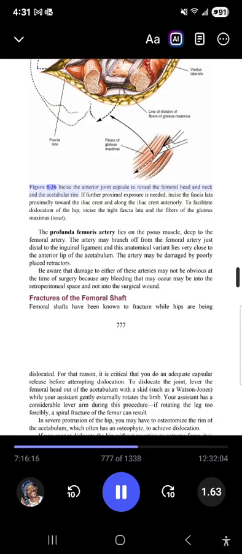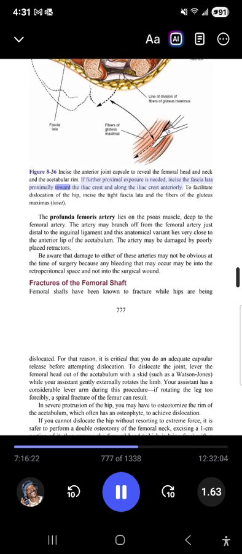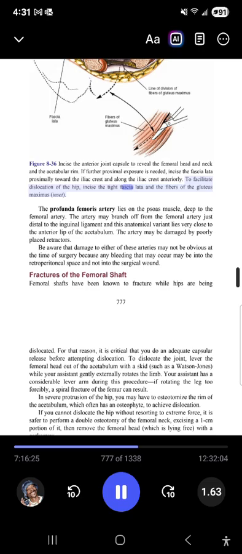Figure 8-36. Incise the anterior joint capsule to reveal the femoral head and neck and the acetabular rim. If further proximal exposure is needed, incise the fascia lata proximally toward the iliac crest and along the iliac crest anteriorly. To facilitate dislocation of the hip, incise the tight fascia lata and the fibers of the gluteus maximus.